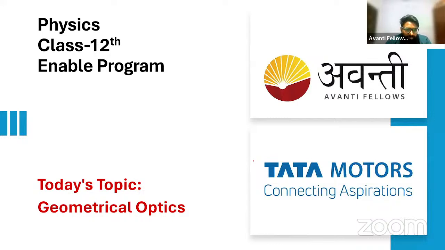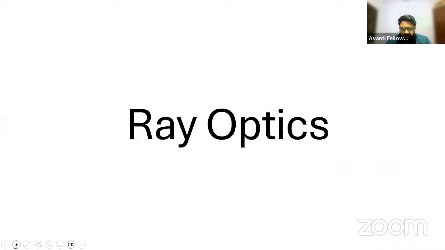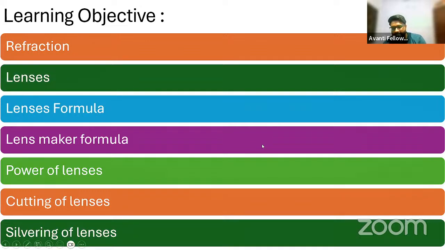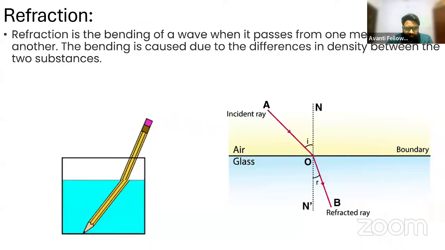Now, let's just start with the session. So it's a ray optics session, not the final, the second last session. In this session, we are going to study about refraction, lenses, lens formula, lens maker formula, power of lens, cutting of lens, and silvering of lens, which means mostly we are dealing with the refraction part and the lenses. These formulas, this part of the chapter, is going to be helpful for you in your upcoming examinations also, which is pre-board.